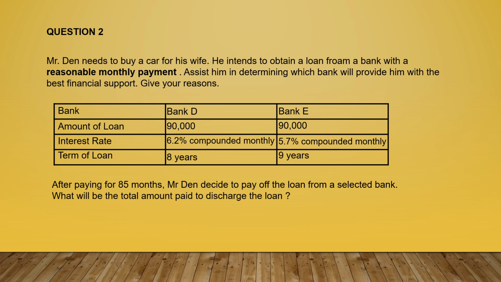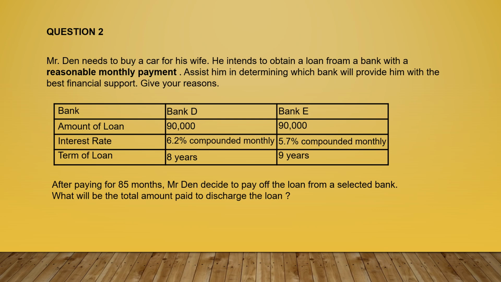Okay, next, question 2. Mr. Dan needs to buy a car for his wife. He intends to obtain a loan from a bank with a reasonable monthly payment. He wants help in determining which bank will provide him with the best financial support, and he needs a reason. So, given the two banks, Bank D and Bank E. After paying for 85 months, Mr. Dan decided to pay off the loan from the selected bank. What will be the total amount paid to discharge the loan?